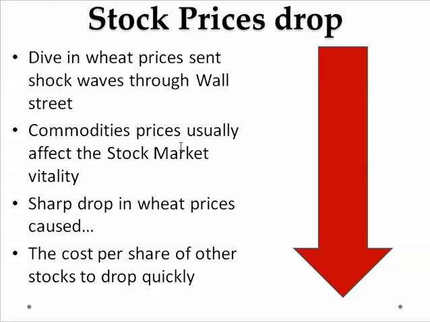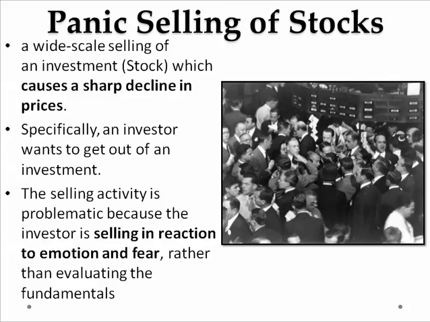And commodity prices like wheat usually affect the stock market vitality. And this sharp drop in wheat prices is going to cause the cost per share of other stocks to drop as well. And when it does, a panic happens in 1929. A lot of people started selling their stock off, trying to get rid of it because of the sharp decline in prices. And they want to get rid of this investment so they don't get hurt from it. And more people panic, and it spreads like wildfire.